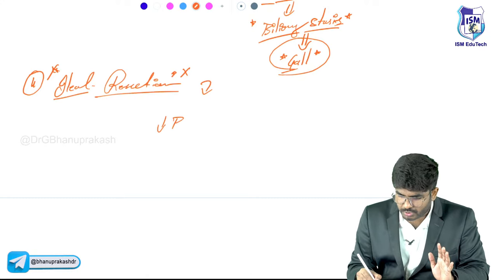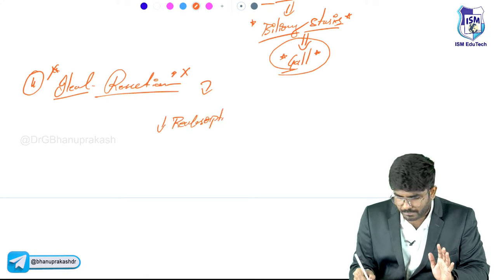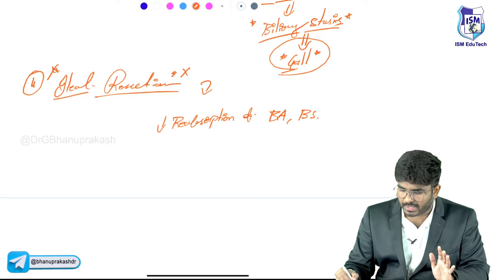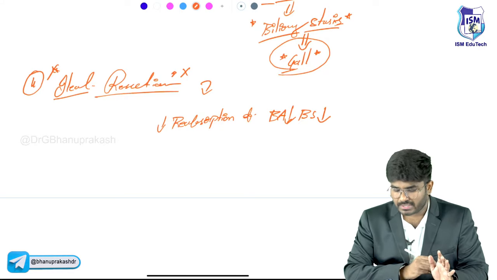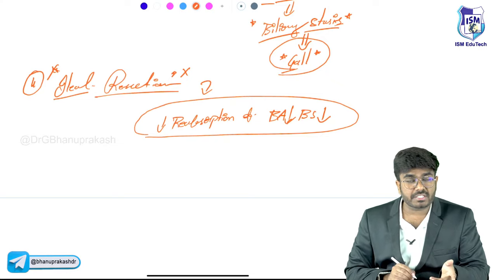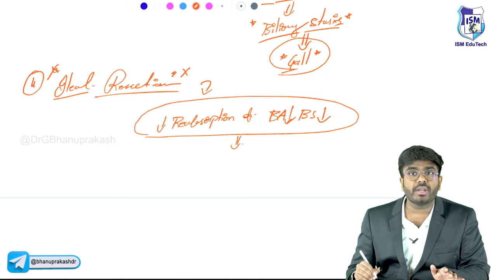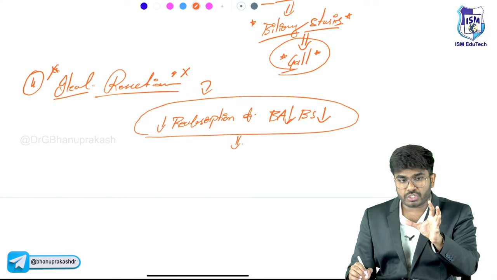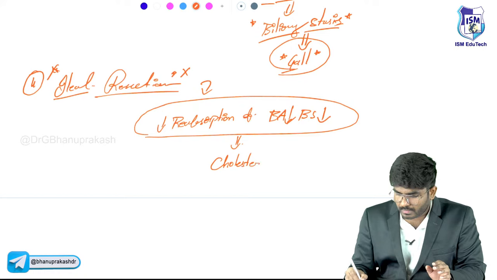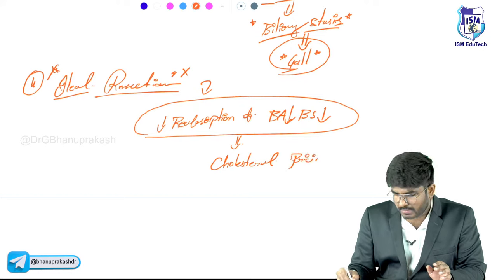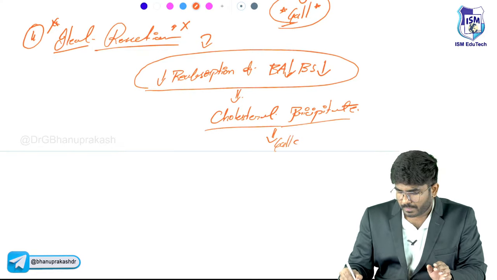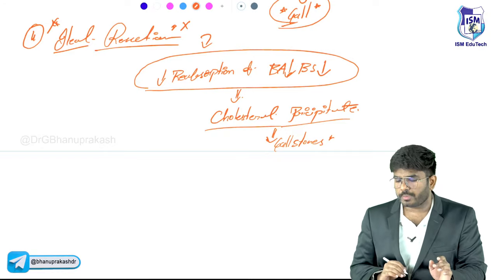So, decreased reabsorption of bile acids and bile salts. The bile acids and bile salts are going to go down. Now the bile acid bile salt pool decreases. Whenever the bile acid bile salt pool decreases, what happens to the cholesterol? I have explained it already. The cholesterol is going to precipitate and form the gallstones.